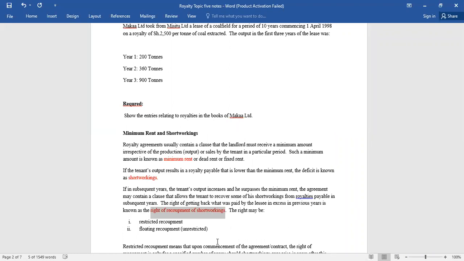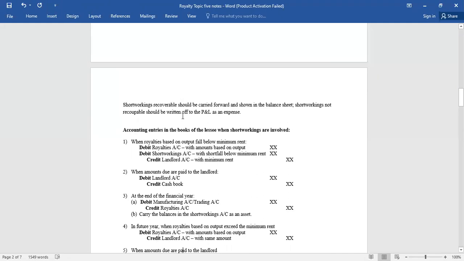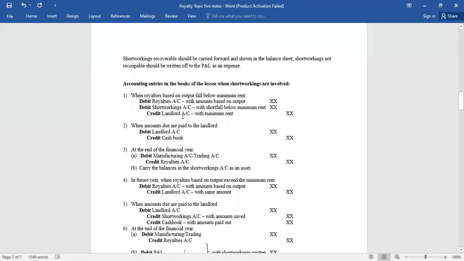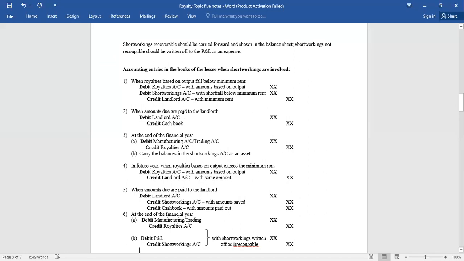But when it is a floating recoupment, it means that you are not restricted. So you are going to recover your shortcomings until the end of the lease agreement. I want us to have an illustration and see how this pans out. Before the illustrations, this is how we are supposed to make the entries. Basically, we are modifying the three introductory journal entries that we made.